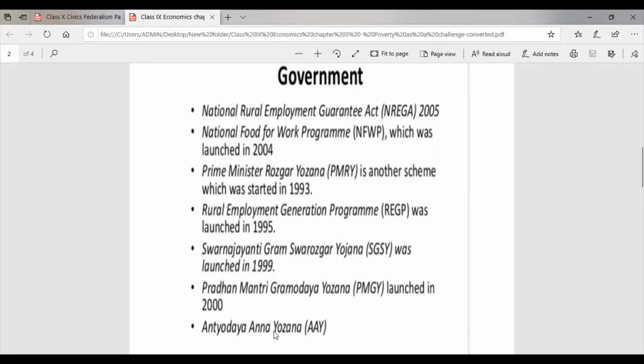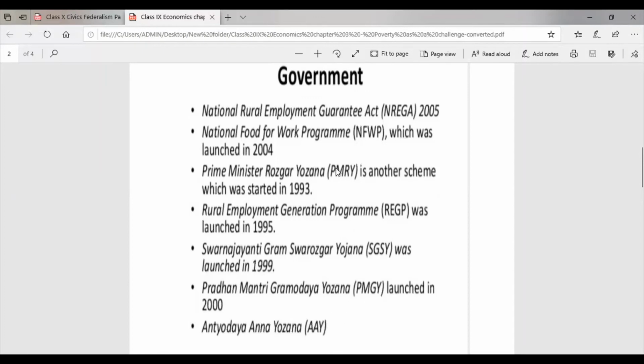Antyodaya Anna Yojana was launched in December 2000. The main objective of the scheme is to ensure food security and to create a hunger-free India. Antyodaya Anna Yojana scheme covers the poorest of the poor in India by supplying food as well as other important commodities for their daily needs at subsidized rates. That's all about Antyodaya Anna Yojana.